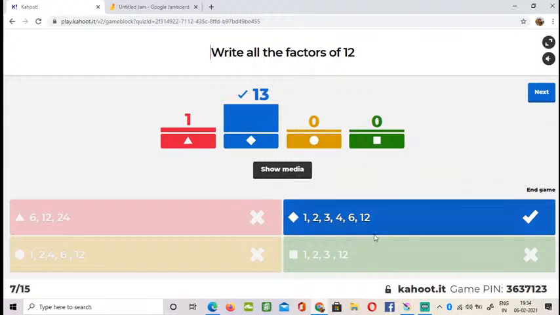13 correct answers. So how you got 1, 2, 3, 4, 6, right? 1 times 12 is 12, and so even 12 is completed. So 2 times 6 and 3 times 4. So that's all. It is so easy, right? Even 4, 6, 12 is there. So all these are factors of 12. So now let's move to the scoreboard without any delay.